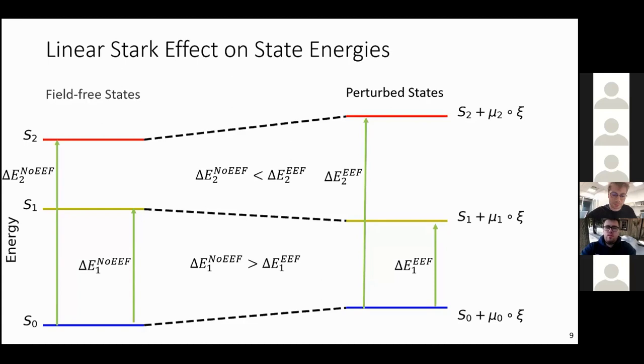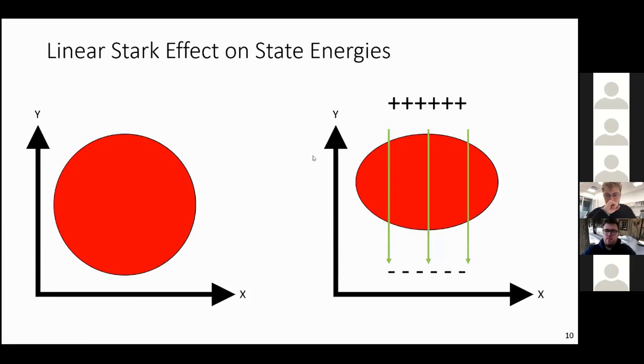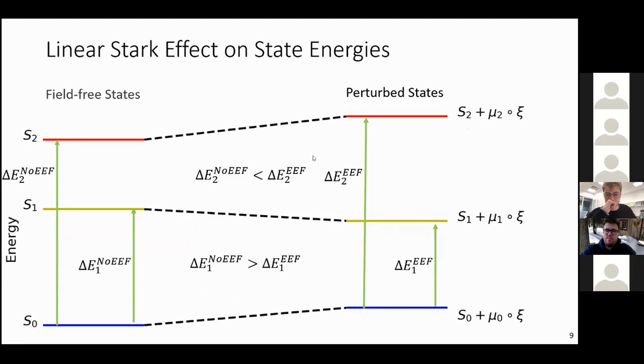Yeah, so this was just more of a qualitative picture of how the linear Stark effect arises. So when it is juxtaposed with this, for example, when the molecular orbitals are deformed, it changes the state energies, and therefore the electronic transition will also be shifted.